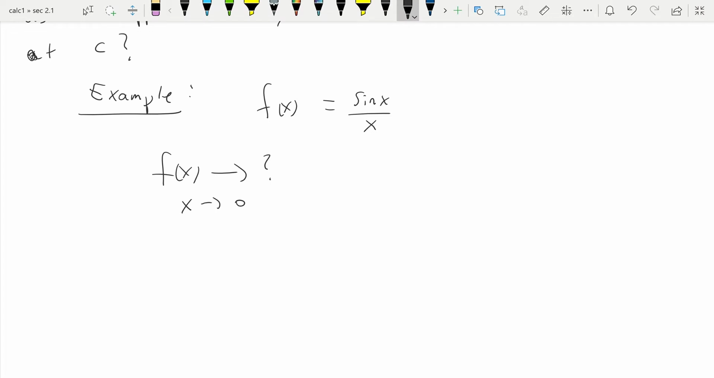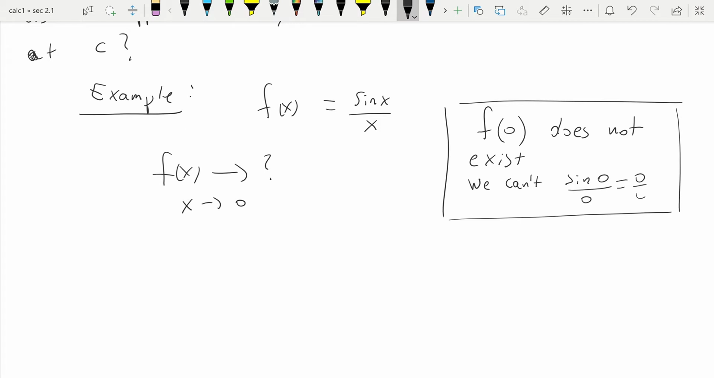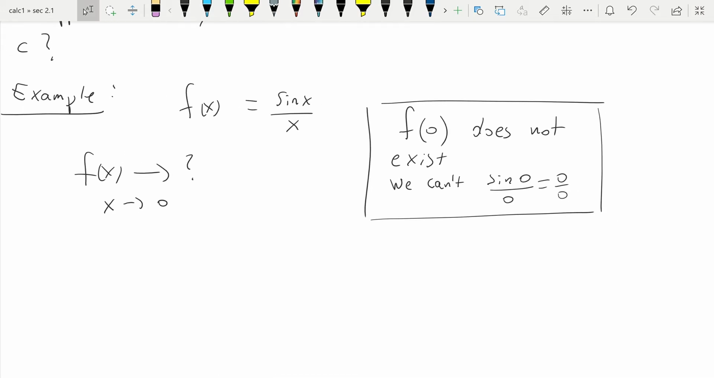And why is this question not trivial? Well, because f of 0 does not exist, so we can't just evaluate. We can't compute sine of 0 over 0 and get 0 over 0. This is not a well-defined quantity.